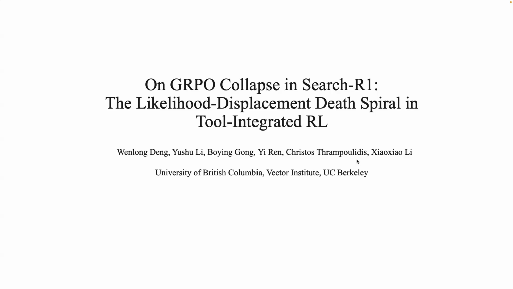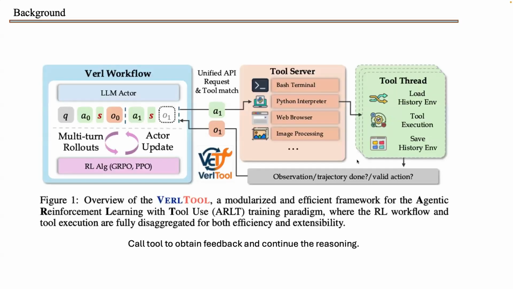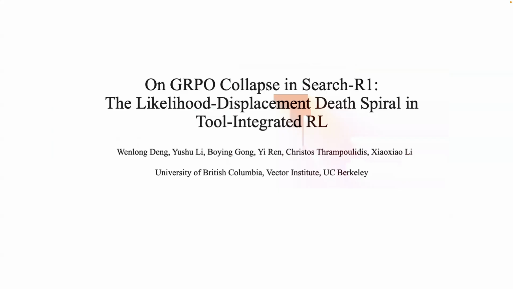So let me first give a background. What is tool-integrated reinforcement learning? Basically, you give a model a question Q, and then the model reasons and produces the first action, a0. Maybe it needs to search something, so it asks a tool, and the tool gives you feedback, which is O. In this way, you interact with external tools to get external information.